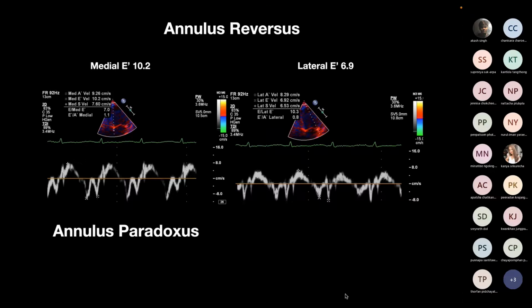And this happens in constrictive pericarditis because the pericardium is so thickened and is pretty much attached to the free wall of the heart. So the lateral wall cannot move as well as before. Therefore, it's less than the medial side.